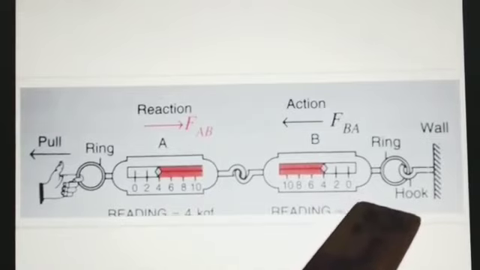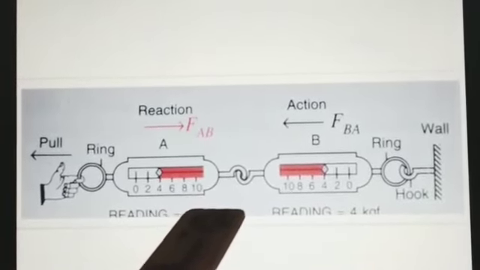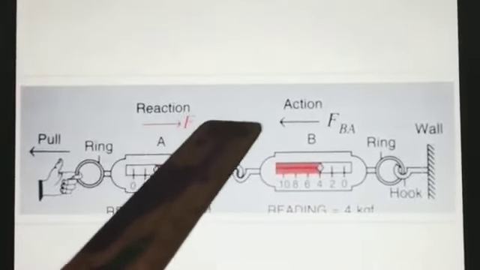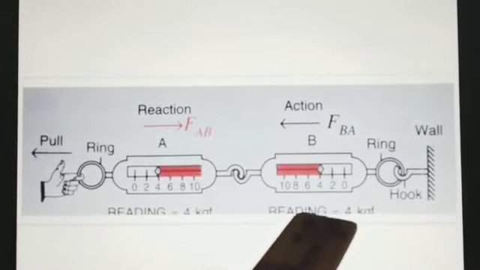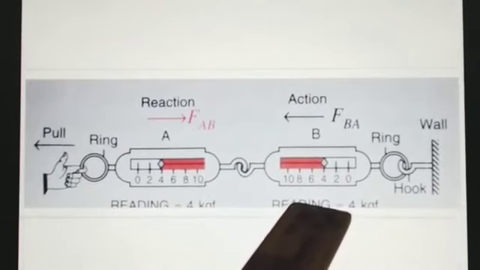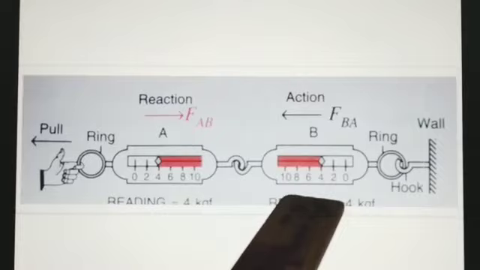Action is 4 kgf and reaction is also 4 kgf. And this is in the opposite direction. Action is in this direction and reaction is in this direction. They are in the opposite direction, but magnitude is same. So this is Newton's third law of motion. To every action, there is always an equal and opposite reaction.